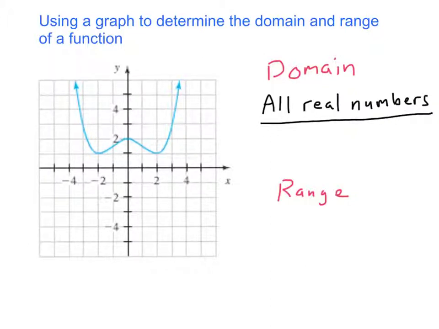Now let's look at the range. We want to see how far down or low does the graph get. The lowest points appear to be at these two, and the y-coordinate there is at 1. So that's as low as it ever gets. And how high does it get? Well, it goes up forever, so there's no limit to how high it can get. But the y-coordinate is always greater than or equal to 1. So that would be the range. That y is always greater than or equal to 1.